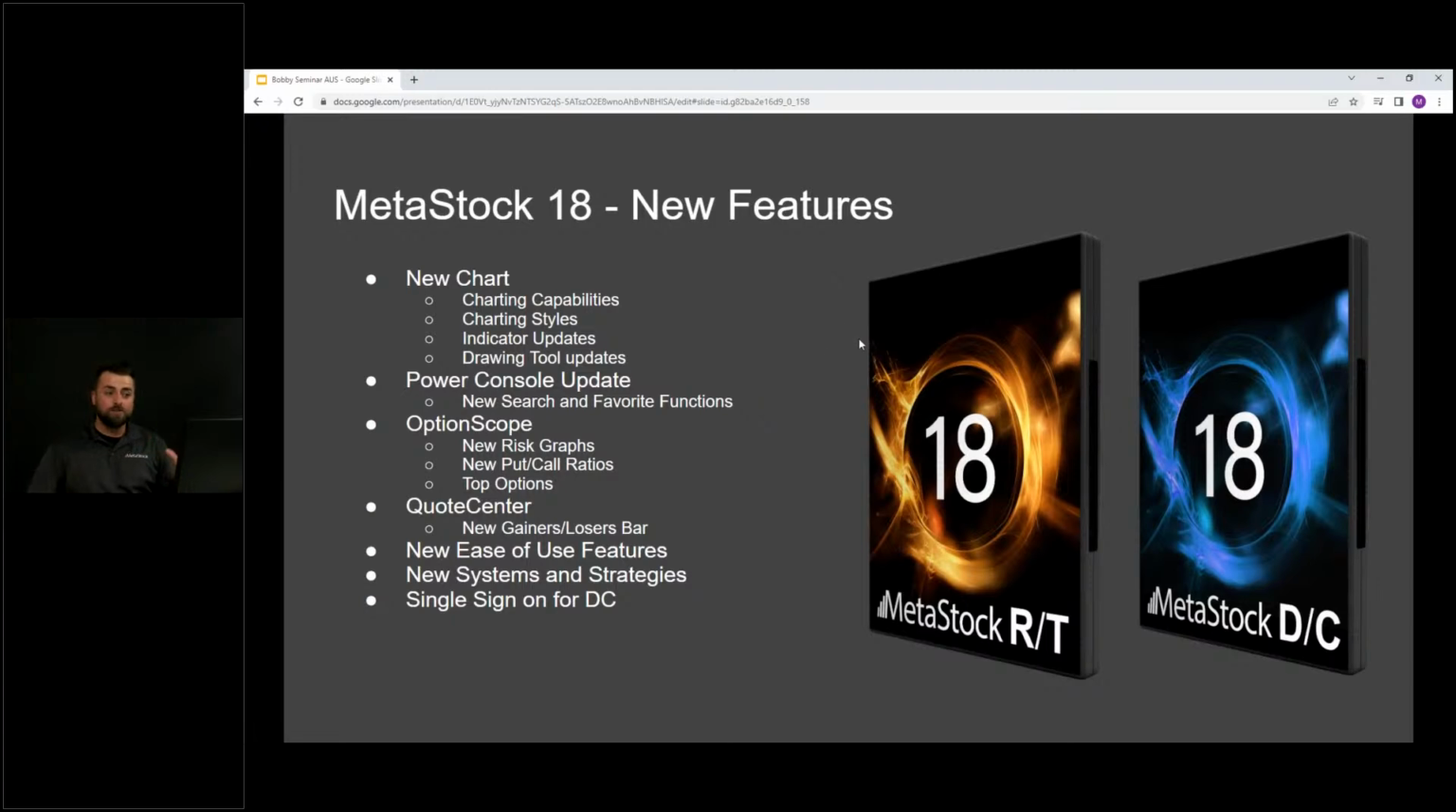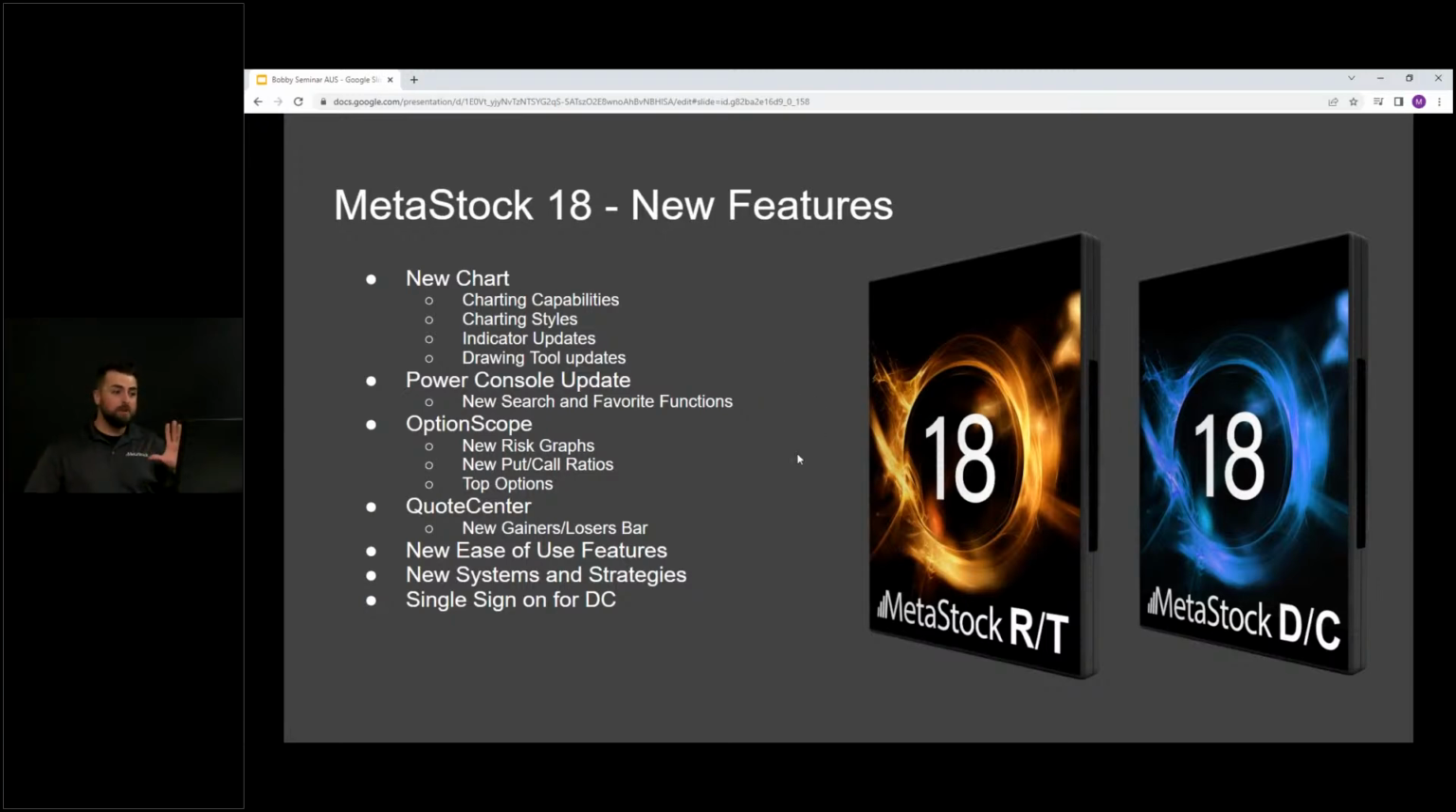But also, for all of you that have MetaStock currently, but maybe you don't have our latest version, we are on MetaStock 18. We actually very recently released an update for it, 18.2, with even more features, and that's included for free if you have 18 already, or it's included if you upgrade to 18.